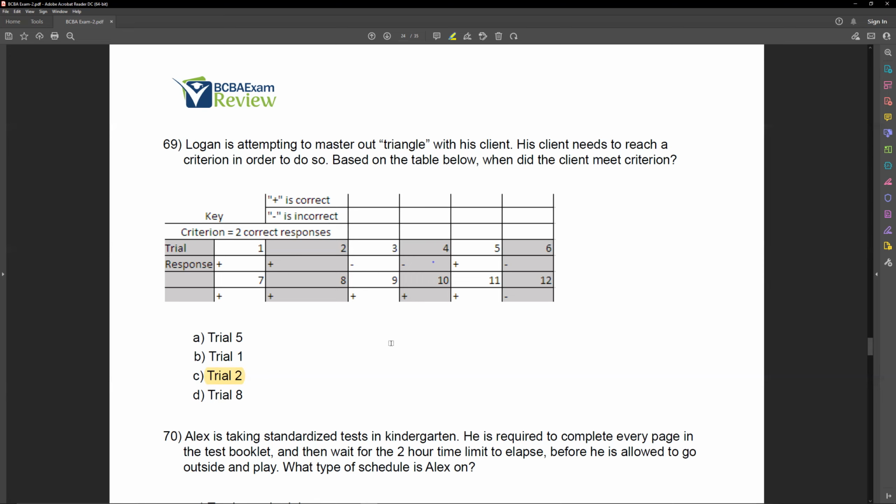Again, pretty simple measurement question, right? All you're doing is interpreting data, okay? You're gonna have to do that a few times on the exam. As long as you're familiar with different types of data, you're gonna be just fine.